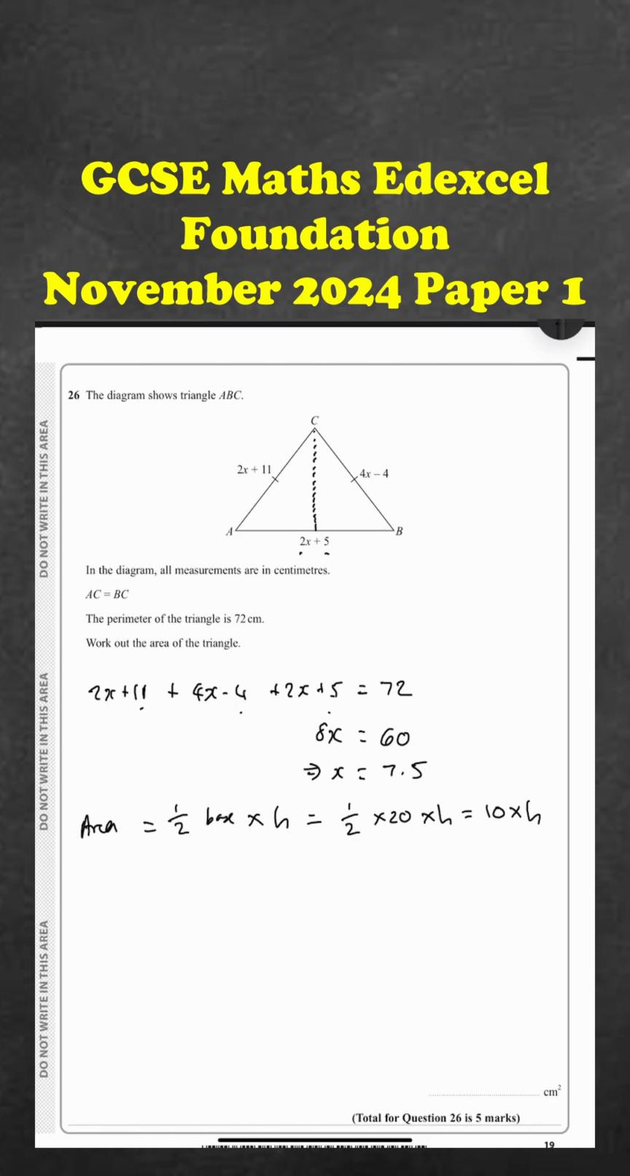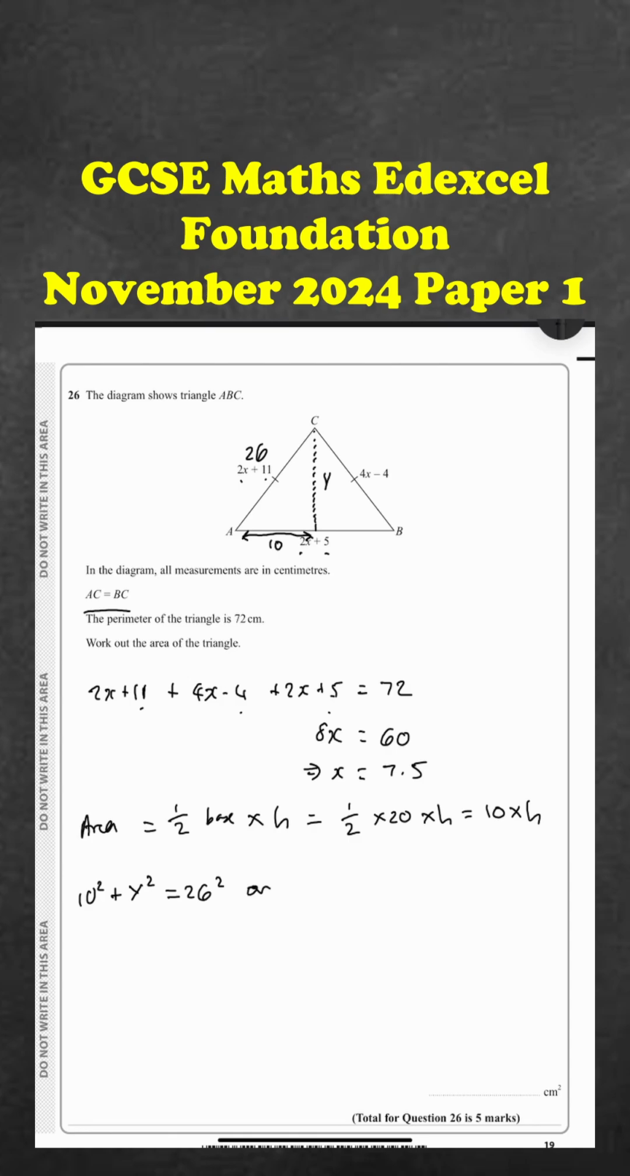We're going to need to use Pythagoras to find the height, and we'll call it y. So we know that 2x plus 11 is 15 plus 11, so 26, as x was 7.5. This is exactly halfway on the base, because we're told AC equals BC, so it's an isosceles triangle. So if we know the base is 20, then that's going to be 10. So 10 squared plus y squared equals 26 squared by Pythagoras.